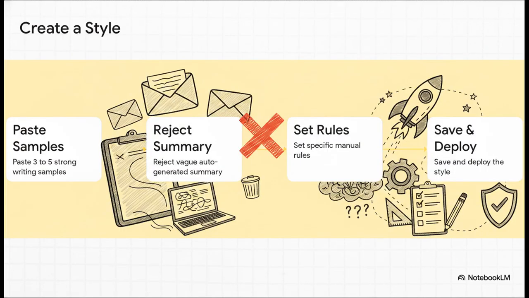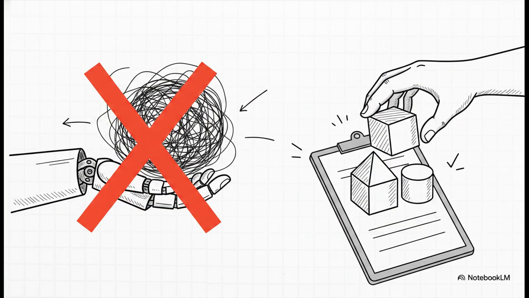Okay, let's see this in a concrete, real-world scenario. Imagine a support team lead. She wants every single generated reply to sound exactly like her absolute best work, warm, structured, never robotic. Her first step in the style creator, she just copies and pastes 3 to 5 of her strongest past responses right in there as writing samples. Now, Claude is going to try to auto-generate a summary of her style based on those samples, but she rejects that. Instead, she manually inputs these strict rules.